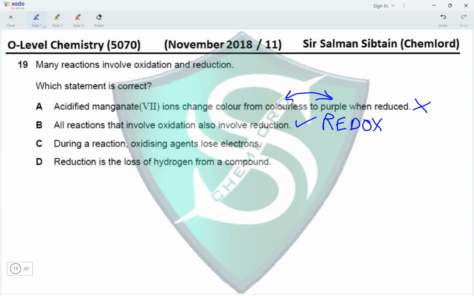Next, during a reaction, oxidizing agents lose electrons. Oxidizing agents themselves are reduced, so they gain electrons. Reduction is the loss of hydrogen from a compound. No, it is the gain of hydrogen by the compound. So option B is the correct option for this question.